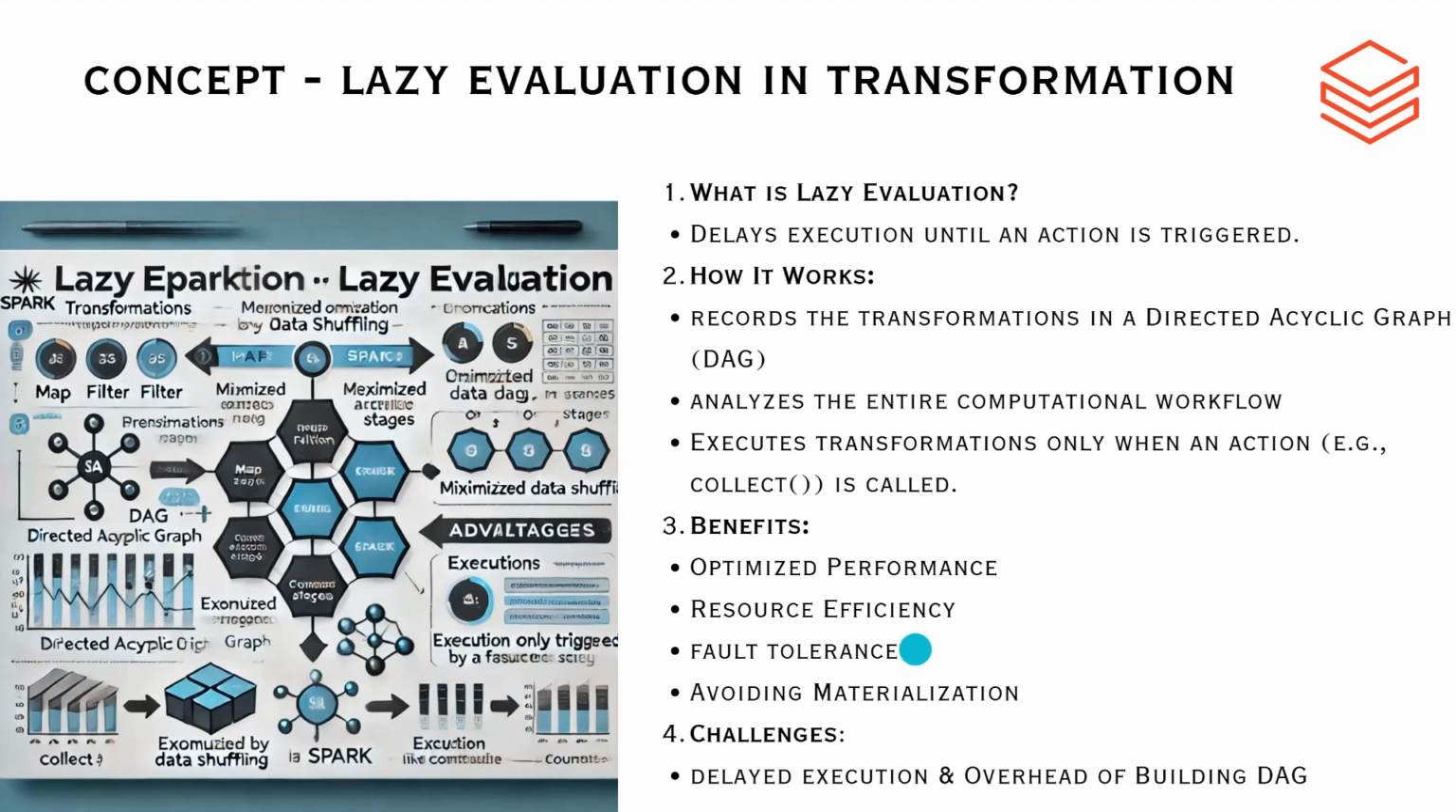So in the event of failure, Spark can use the DAG to recompute the lost data based on its lineage. So it will not need to process the entire data set again. So this will ensure the fault tolerance while maintaining its best performance. Then the last one we can say is avoiding materialization. So with lazy evaluation, intermediate datasets are not materialized in the memory unless necessary. So this saves the memory and computation time since Spark doesn't need to store every intermediate result during the transformation operations.